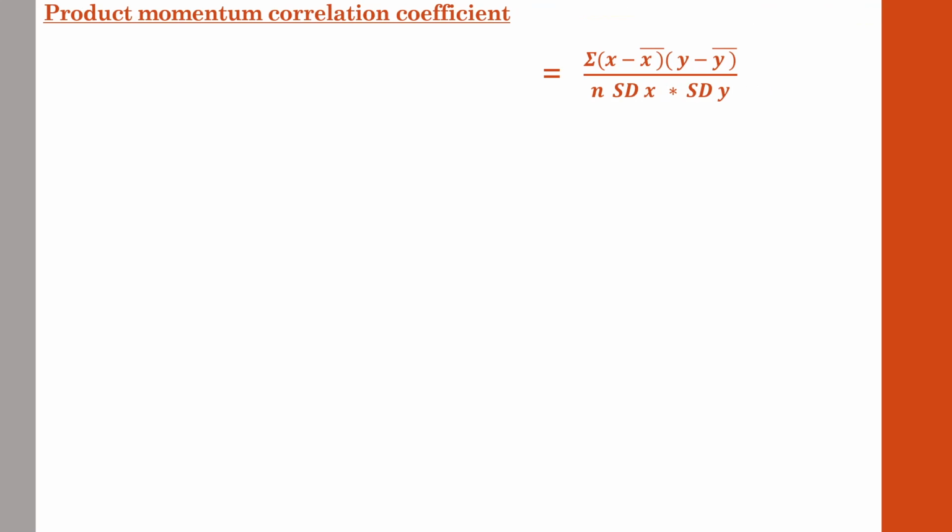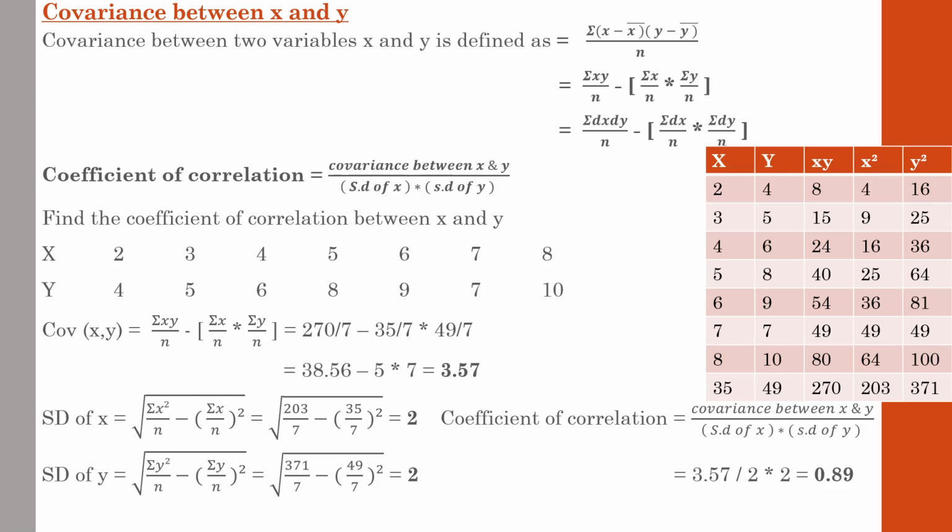New one, product moment correlation coefficient. Before going into that, previously we discussed the covariance between x and y. There we did a full-fledged problem where only x and y were given. Sometimes in the question they may give the total of x, total of y, total of xy, total of x square and total of y square. So don't get confused, just substitute these details directly in the equation.